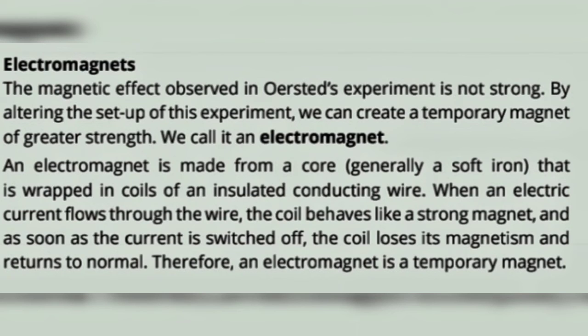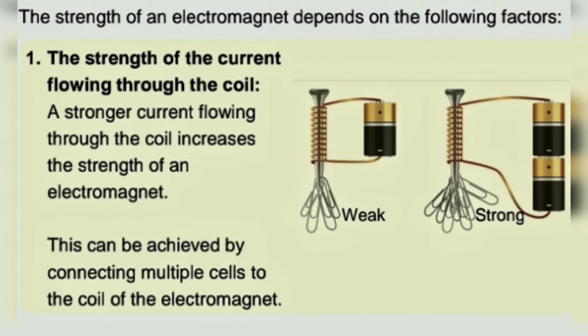An electromagnet is made from a soft iron core that is wrapped in coils of an insulated conducting wire. When an electric current flows through the wire, the coil behaves like a strong magnet, and as soon as the current is switched off, the coil loses its magnetism and becomes normal.